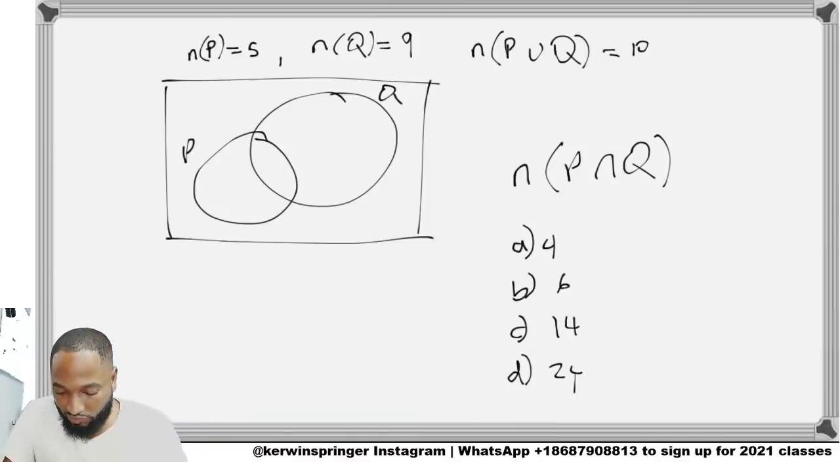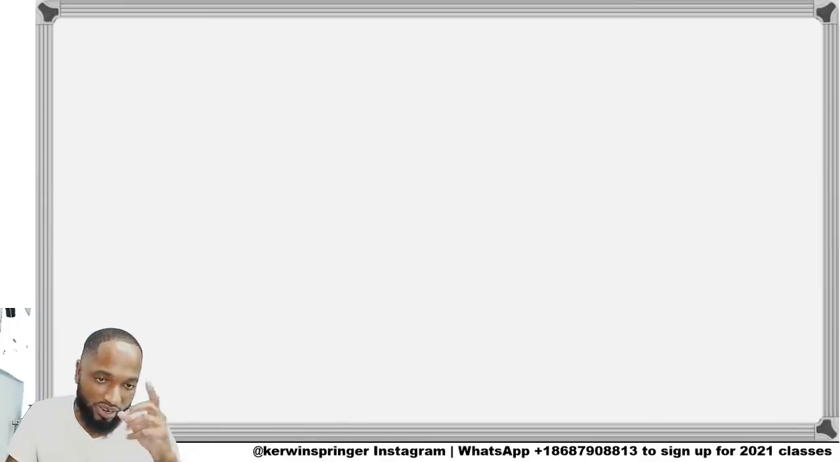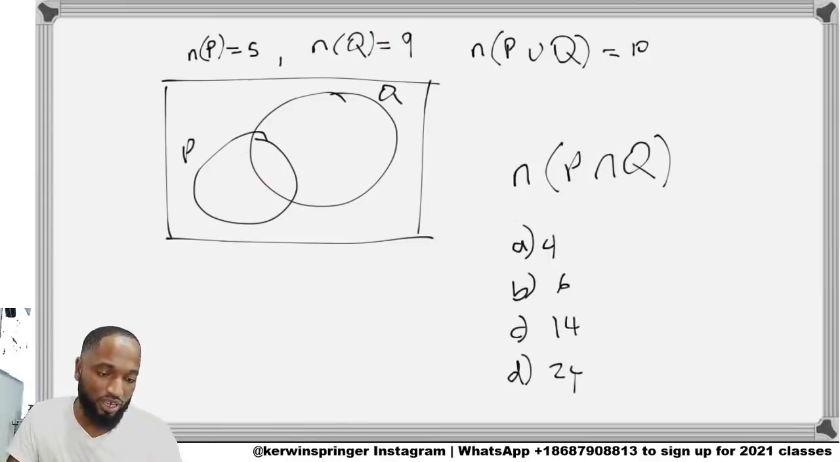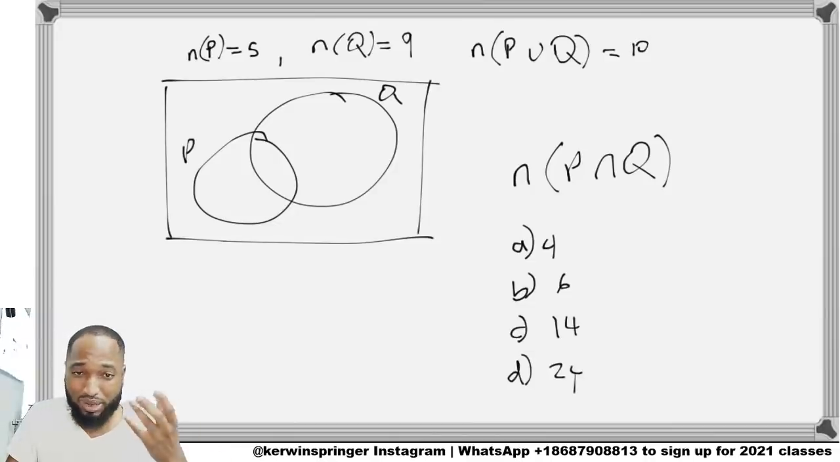D, 24. So the number in P is 5. You can't put 5 here because this 5 represents the whole thing. And the number in Q is 9, and the number in all is 10. So it means there's some kind of repeating taking place here, because with 9 and 5, we're looking at maybe 4 repeating. So I can put 1 here and I can put 5 here, and then all this adds up to give me 10. So 1, 4, 5 makes 10, this makes 9, this makes 5. You understand how to do this by just watching it and doing it? So the number in the intersecting spot is 4.